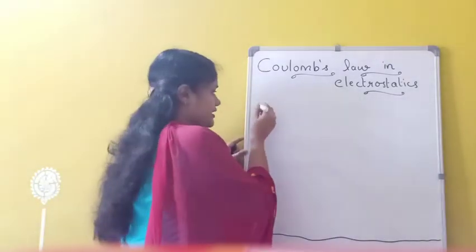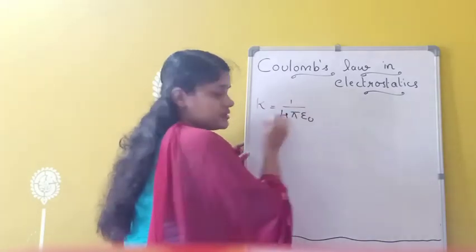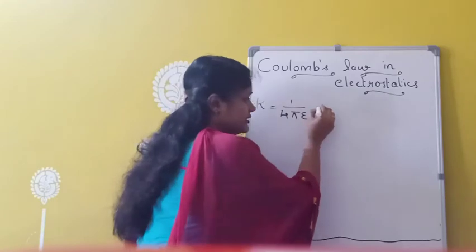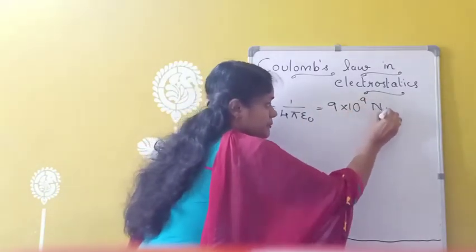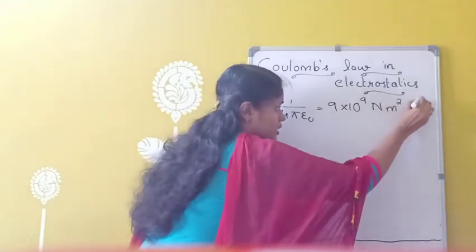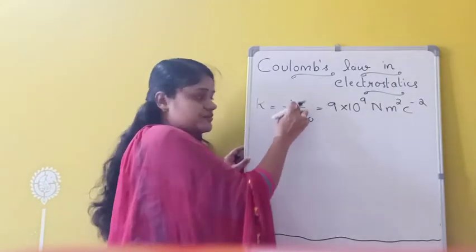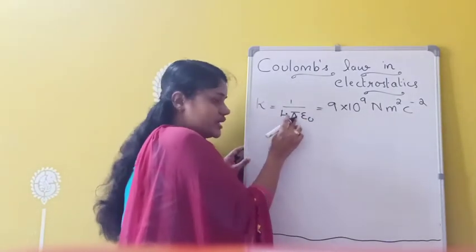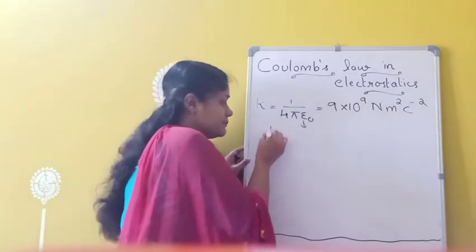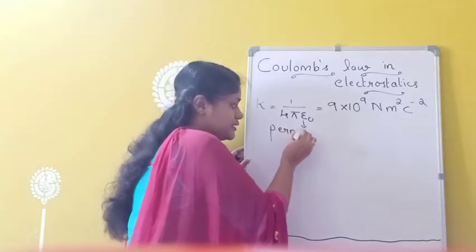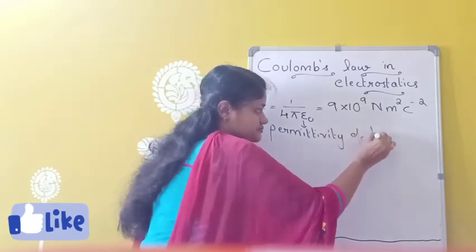This K can be written as K equals 1 by 4 pi epsilon 0, and the numerical value of this K is 9 into 10 raised to 9 Newton meter square per Coulomb square. So I told you K is a proportionality constant and its value is 1 by 4 pi epsilon 0. Here 4 and pi we know, two constants. Then epsilon 0 is another constant called the permittivity of free space.